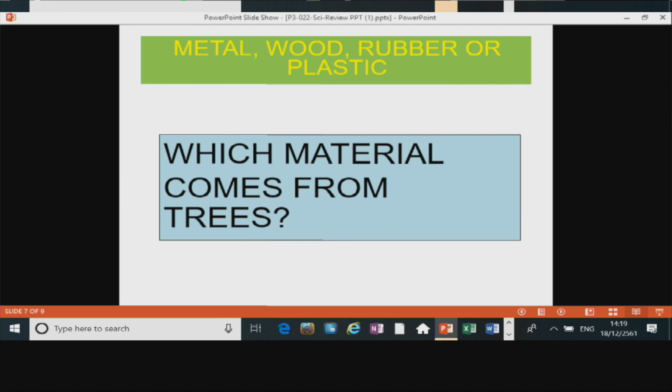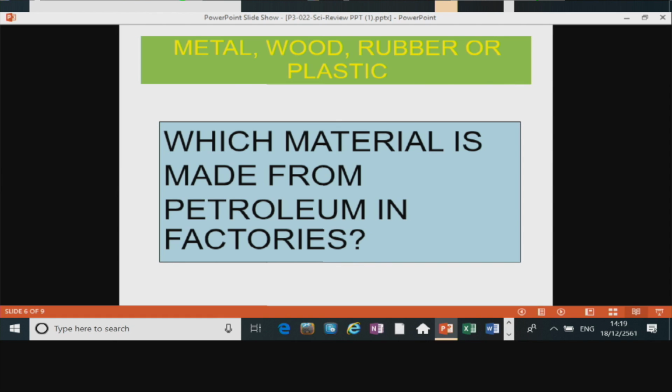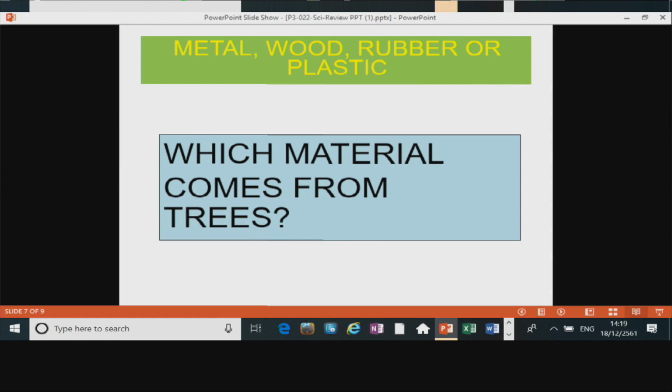Next one. Which material comes from trees? Wood. Plastic doesn't come from trees. Plastic is made in factories, like you see here. But which comes from trees? Wood. Wood comes from trees. And wood then goes on to make paper. Okay, but there's another type of special tree.